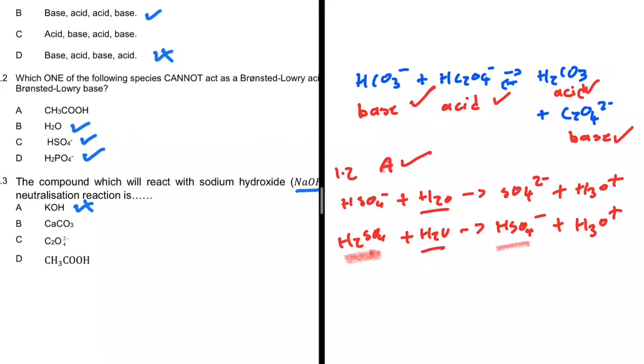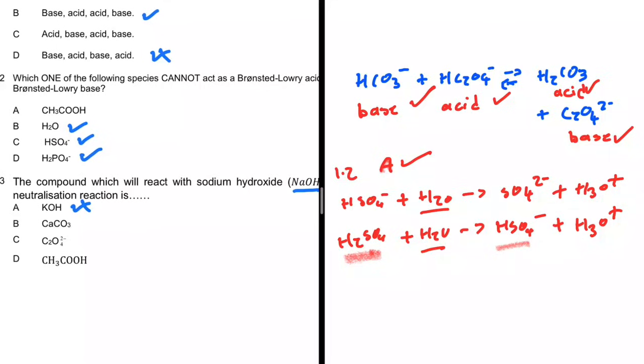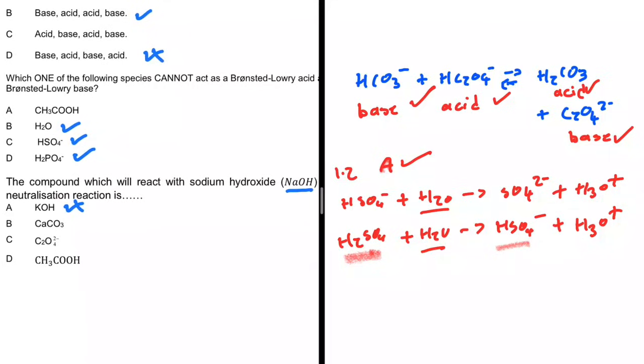And then we have CaCO3. This is the compound you find in shells, right? And then it is basic. CaCO3 is basic. So CaCO3 and NaOH, they also can't form a neutralization reaction because they are two bases, right? So B cannot be our answer.